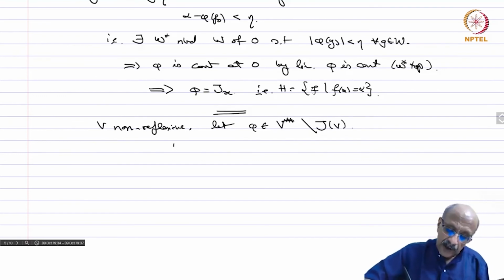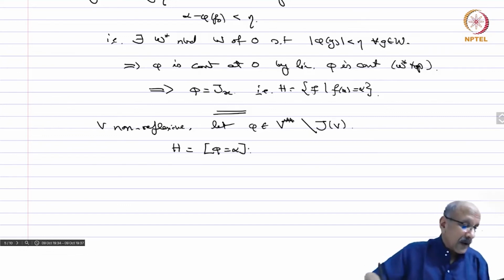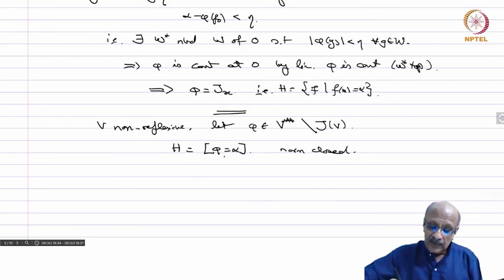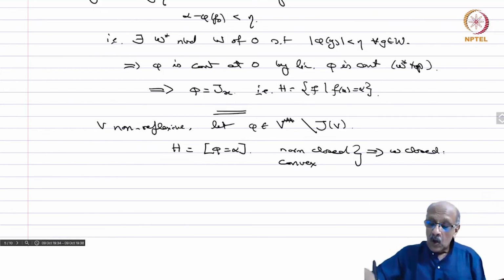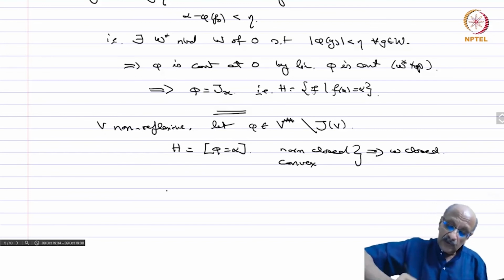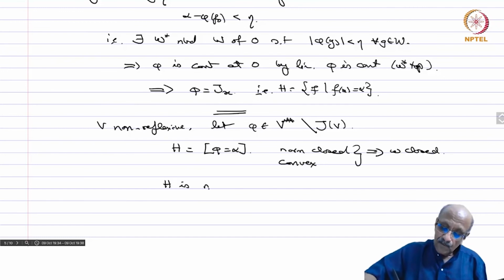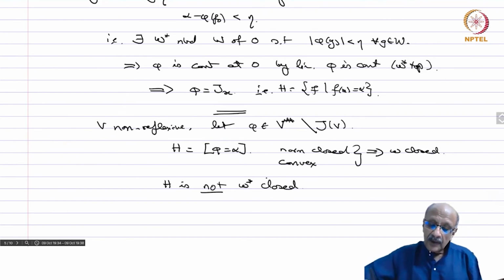Then you look at the hyperplane H equals phi equal to alpha. So this is, we know, norm closed, because any closed hyperplane is precisely of this form if you take phi in V double star, and this is convex, and therefore this implies this is weakly closed. We proved it yesterday. If you have a norm closed convex set, it is automatically weakly closed, but H is not weak star closed, because it is not of the form, phi is not of the form J f x, therefore it is not weak star closed. That is what we have just proved now.